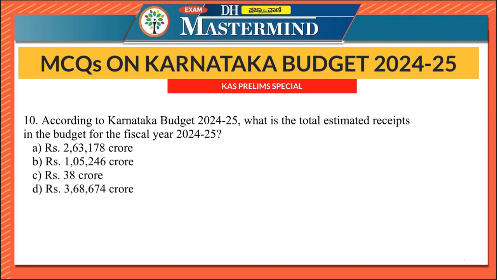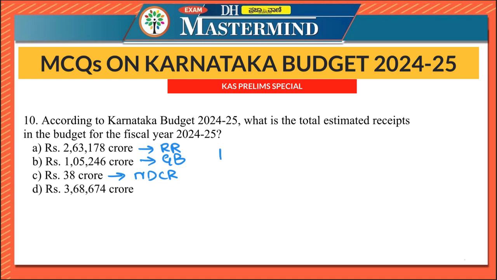Last question says, according to Karnataka Budget 2024-25, what is the total estimated receipts in the budget for the fiscal year 2024-25? Rupees 2,63,178, rupees 1,05,246, rupees 38 crore, rupees 3,68,674. So, actually, you can apply your mind here. 2,63,178: what is this? This is the total revenue receipts estimated. What is rupees 1,05,246 crore? This is nothing but gross borrowings. And what is rupees 38 crore? This is non-debt capital receipts.